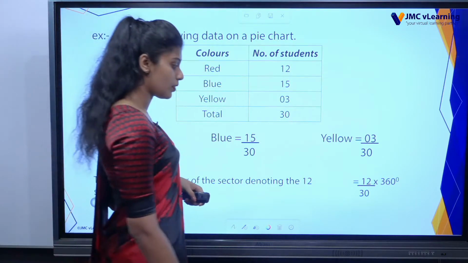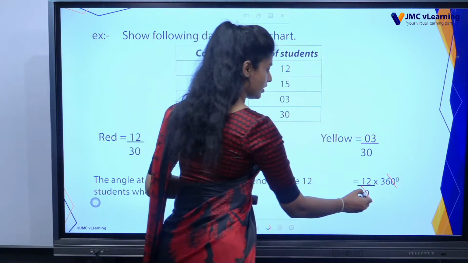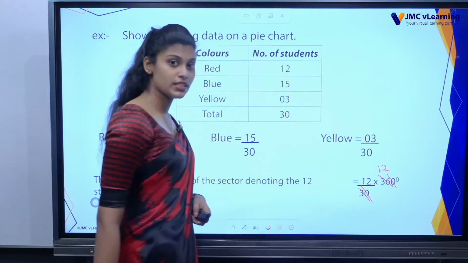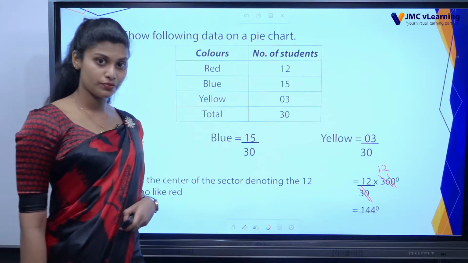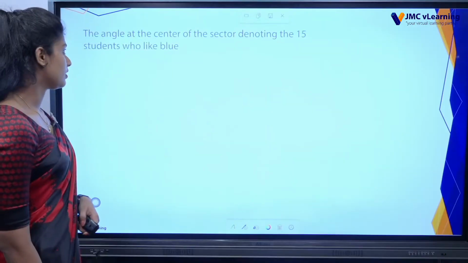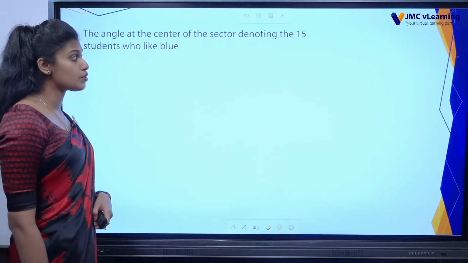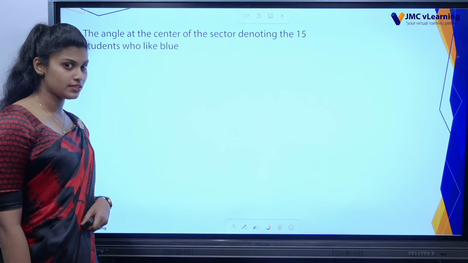Let's simplify this one. Cut zeros, divide by 3, it's 12. Then 12 into 12, what is the answer? 144 degrees. Then the angle at the center of the sector denoting the 15 students who like blue. How can you find it?